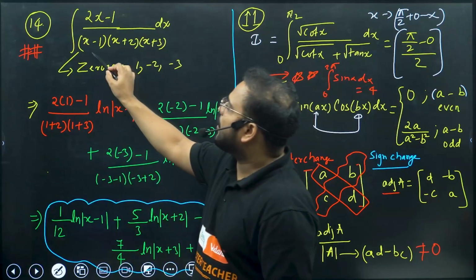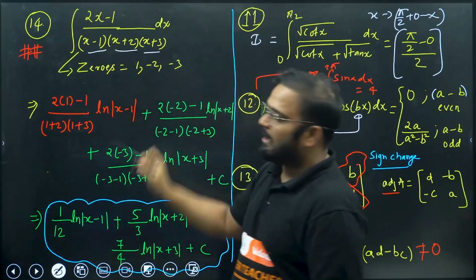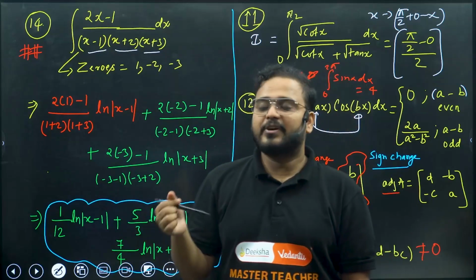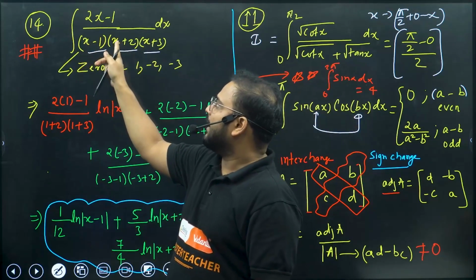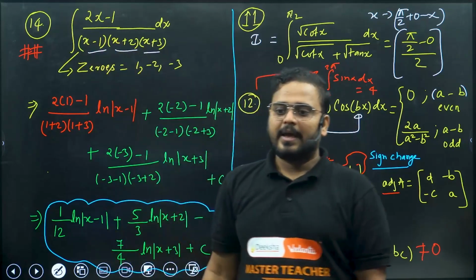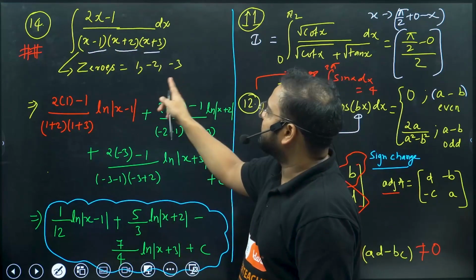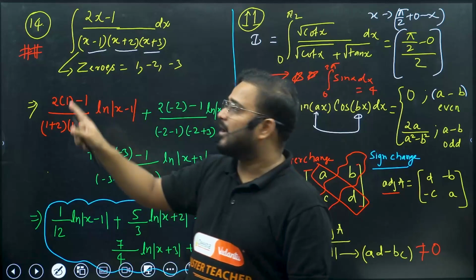First of all, look at the denominator that you have and find the zeros, meaning where these factors will make it 0. Please check here. You get x as 1, x as minus 2, and x as minus 3. Put those values one by one in the entire thing.